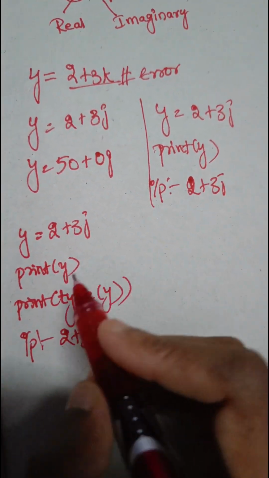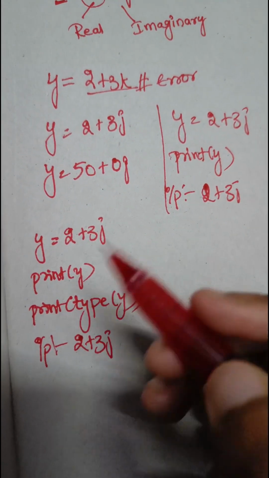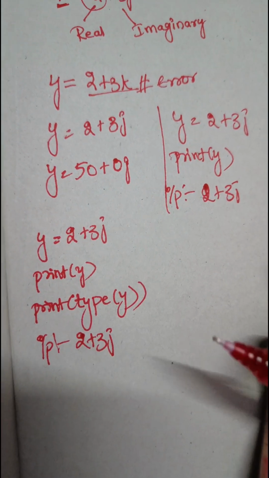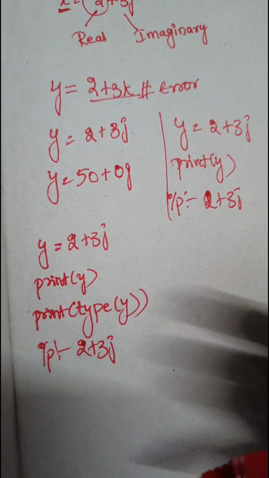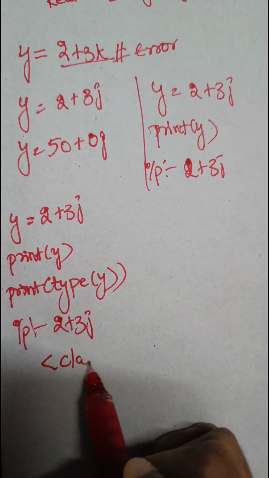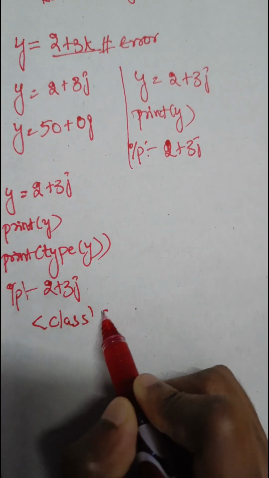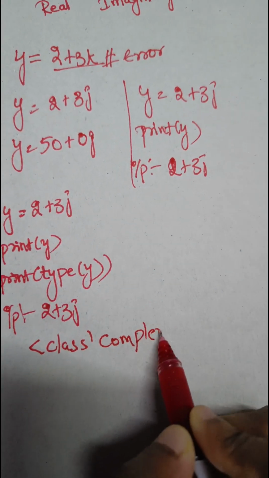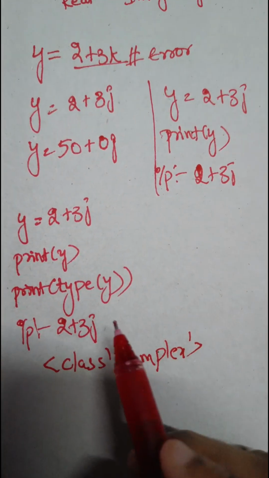Now type of y means we are going to find out the type. Yesterday we discussed that type is a function which is basically used for checking the data type, whether it is a complex data type or not. So now here you will get class complex. So now the condition is satisfied.